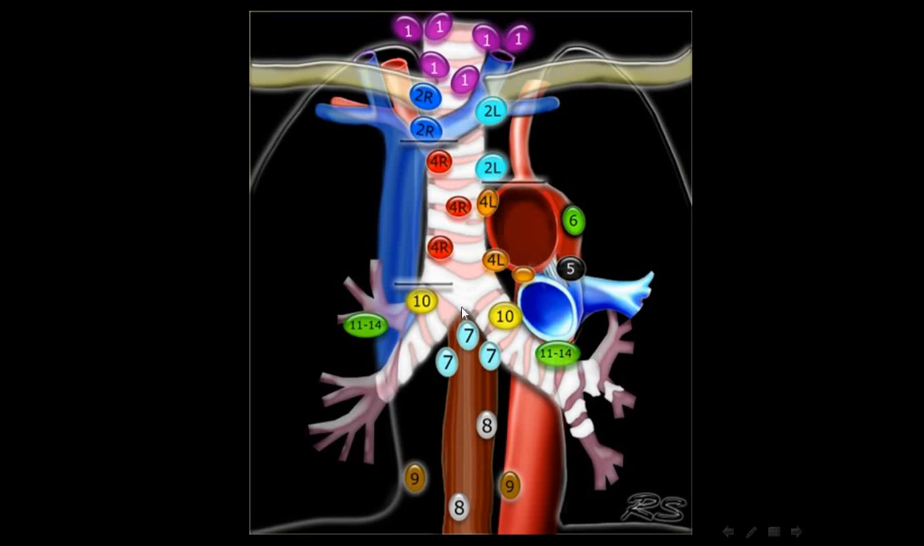So this station is extending from the carina to the lower border of the bronchus intermedius on the right and the upper border of the left lower lobe bronchus on the left side. So this is 7. If we go more peripherally, then we are dealing with the lobar and subsegmental. And if we are going more inferior within the midline, then we are dealing with the paraesophageal and other lymph nodes. So these are the subcarinal lymph nodes.